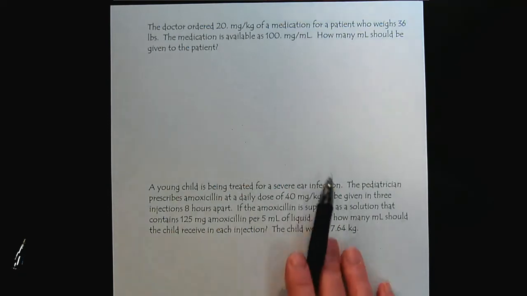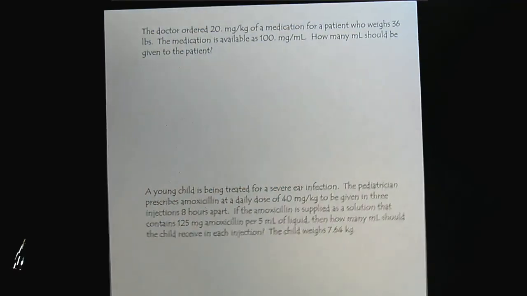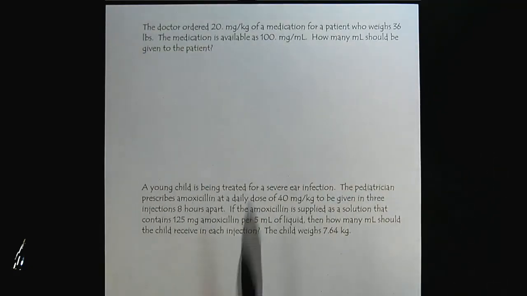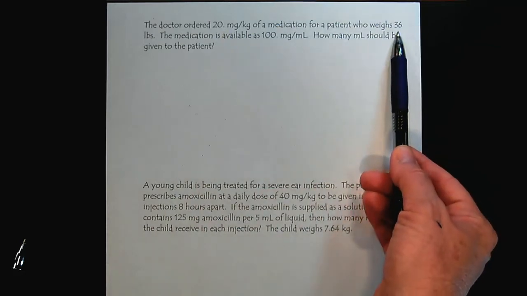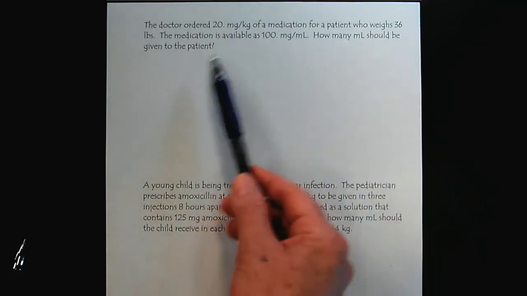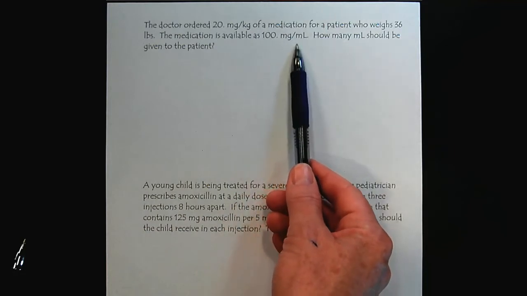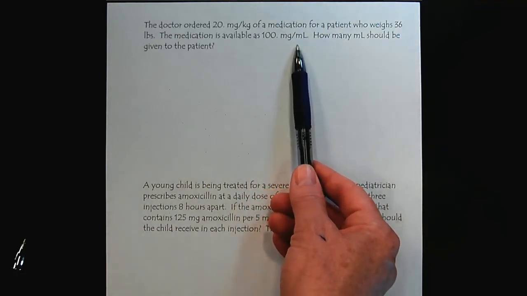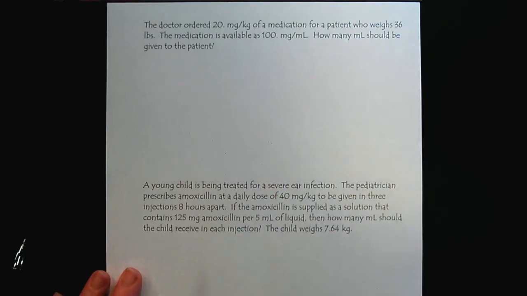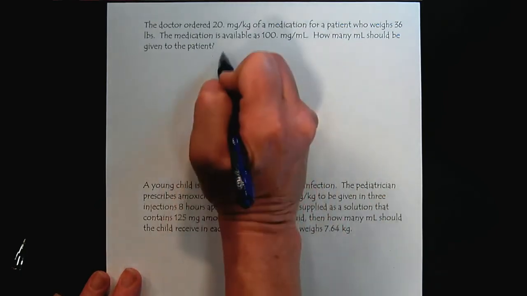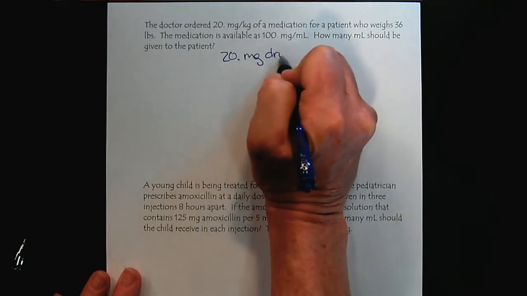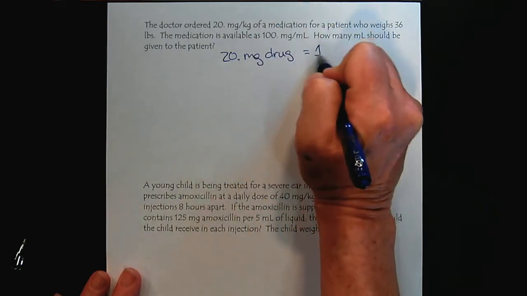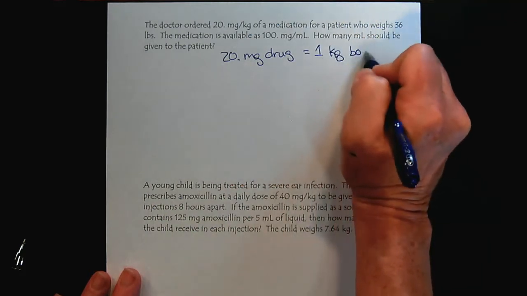All righty. So this question has a couple different layers to it. First, we have to figure out how many milligrams of drug is needed for a patient weighing 36 pounds, and then from there we can know how much of the solution to administer. All right, so let's dissect this here. We have 20 milligrams of the drug for every kilogram of body weight.